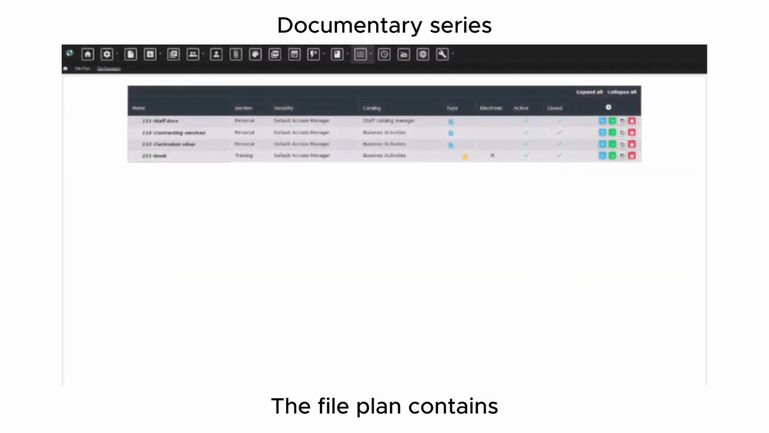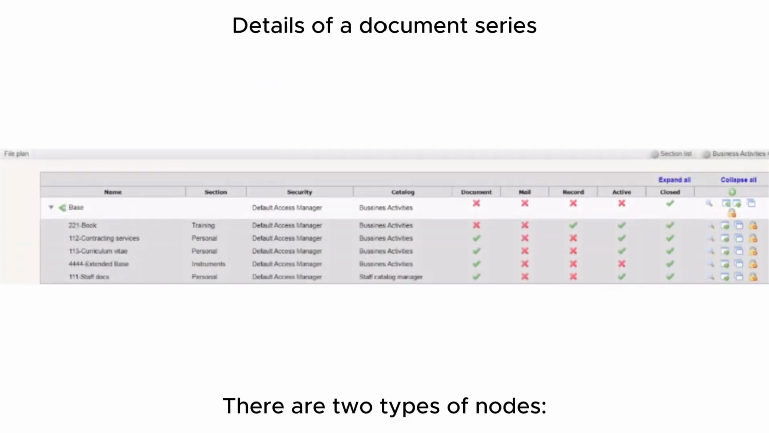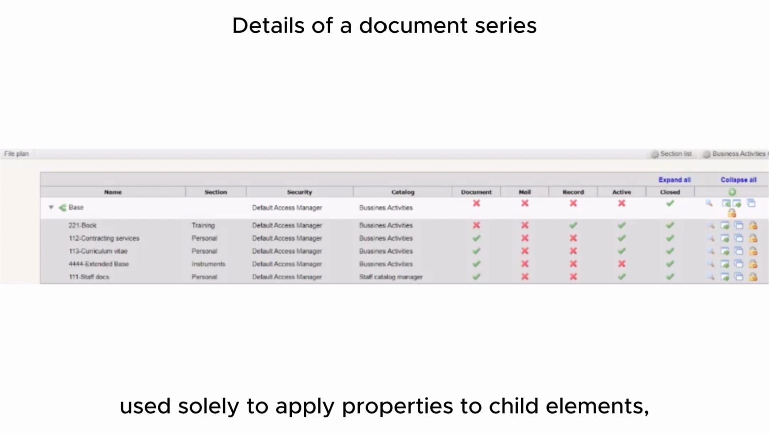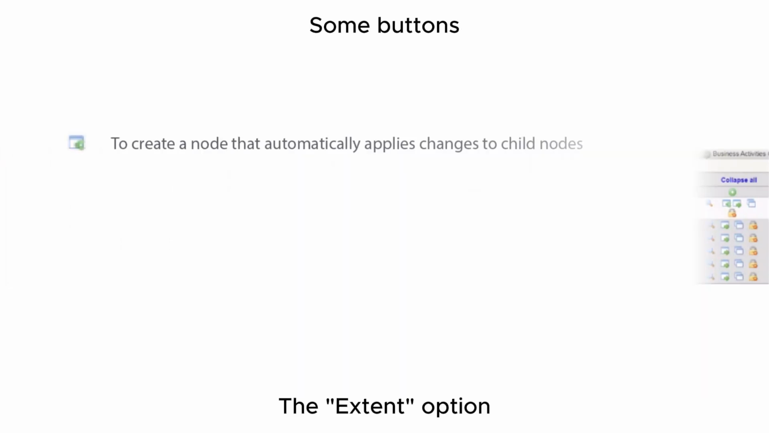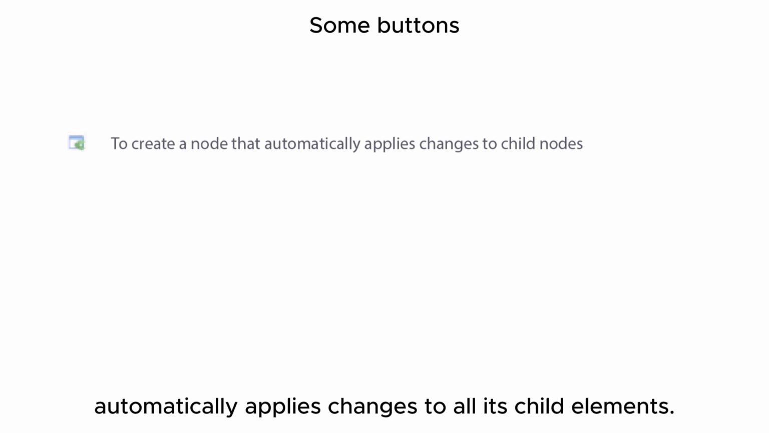The file plan contains the details of the document series and consists of a hierarchy of nodes. There are two types of nodes: documentary series nodes and nodes used solely to apply properties to child elements, i.e., inheritance-type nodes. The extent option creates a node that automatically applies changes to all its child elements.